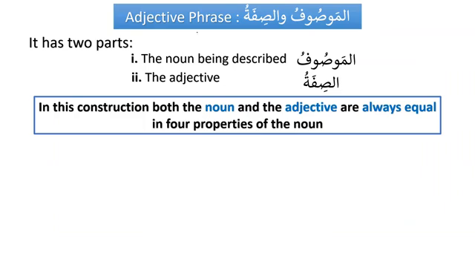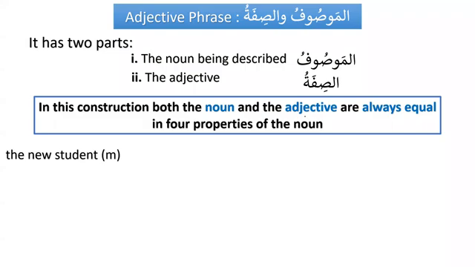So the adjective phrase, al-mawsuf wa sifa, we have already learned that it has two parts. The noun being described is called al-mawsuf, and the adjective is called as-sifa. And we have learned that in this construction, both the noun and the adjective are always equal in four properties of the noun, which we have learned already.